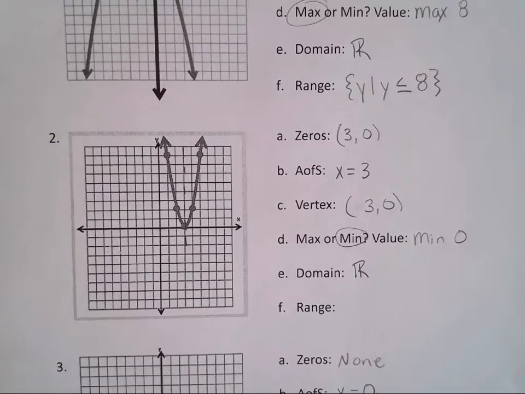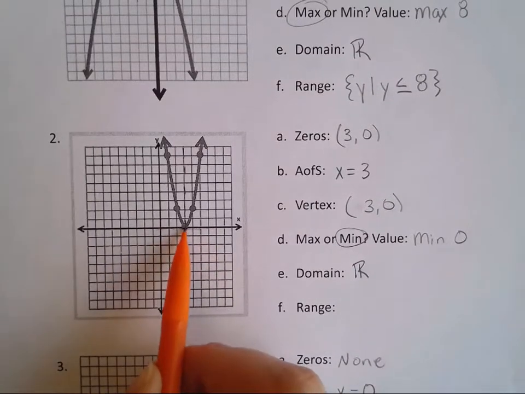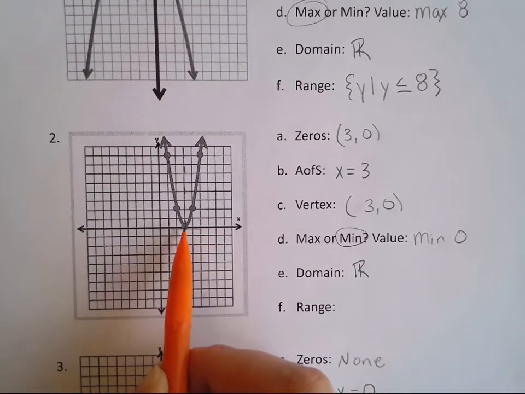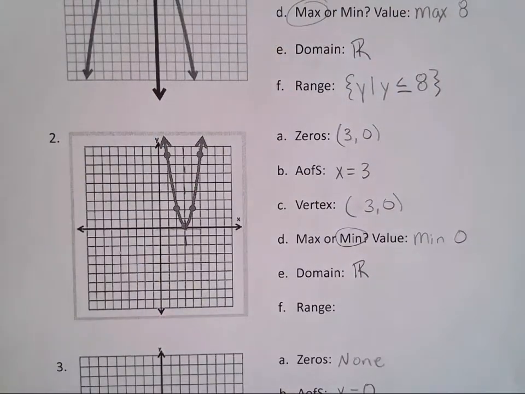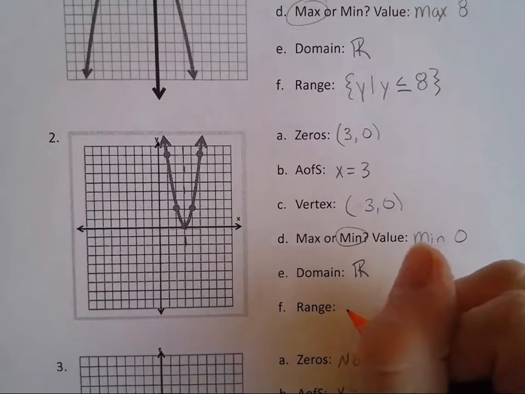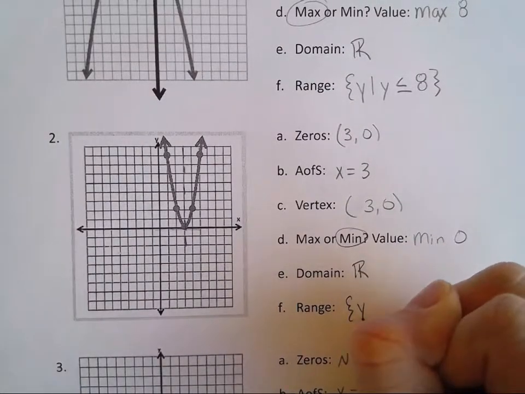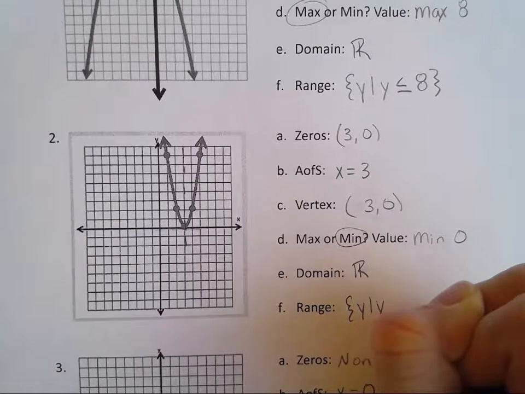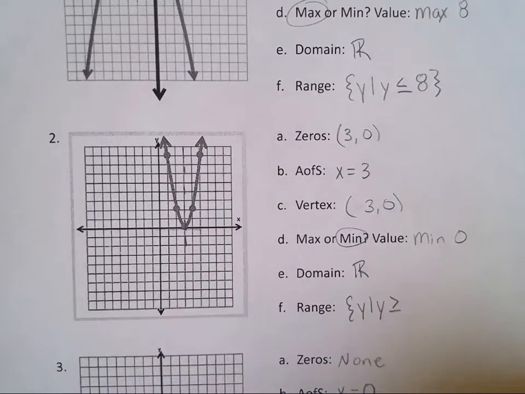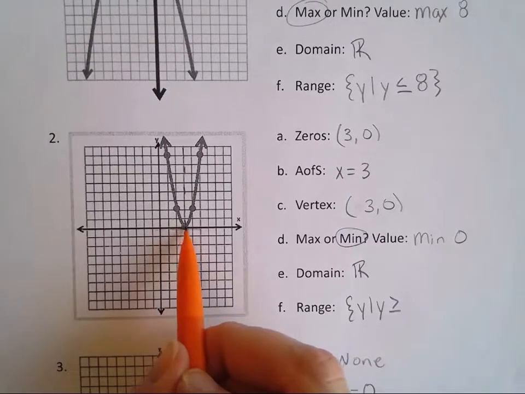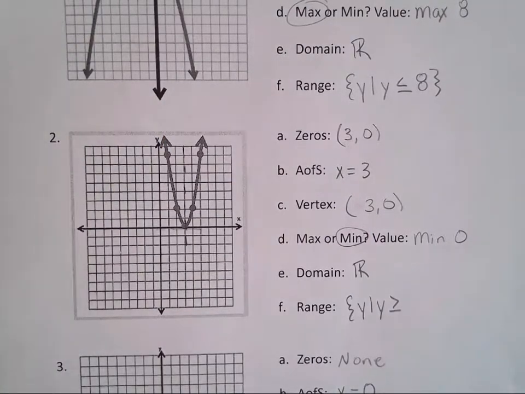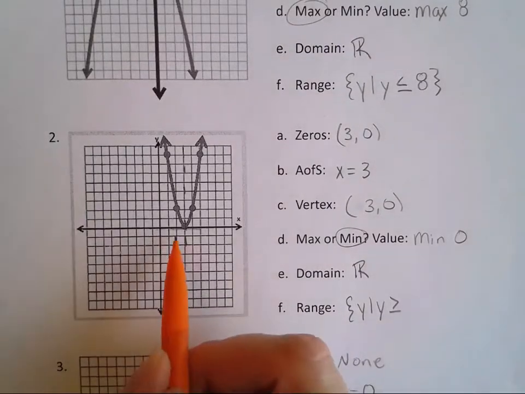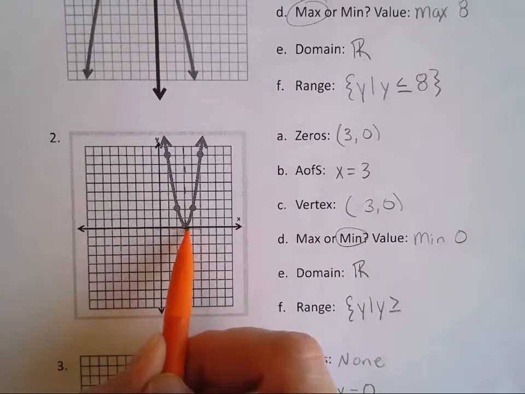The range is the y values. Our vertex is the lowest point. So our range for this problem must be greater than that y value of the vertex point. So our range is the set of all y values such that y is greater than or equal to, because our graph opens up and is greater than the vertex point, we have a greater than or equal to. The lowest point here is at 0.